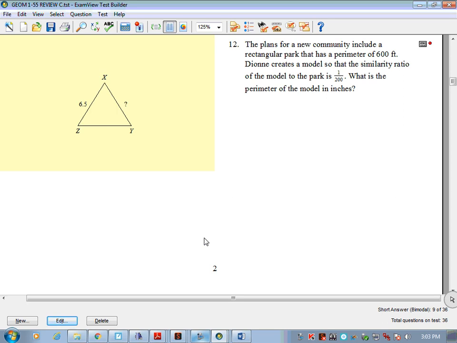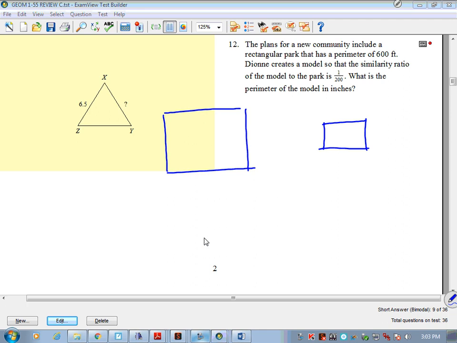Question number 12. Plans for a new community include a rectangular park that has a perimeter of 600 feet. Dione creates a model. So let's get our actual park and then our model park, so we are seeing a comparison. Our rectangular park has a perimeter of 600 feet. That feet is going to be important, because they're going to ask for the perimeter of my model in inches. They have a similarity ratio of 1 to 200.